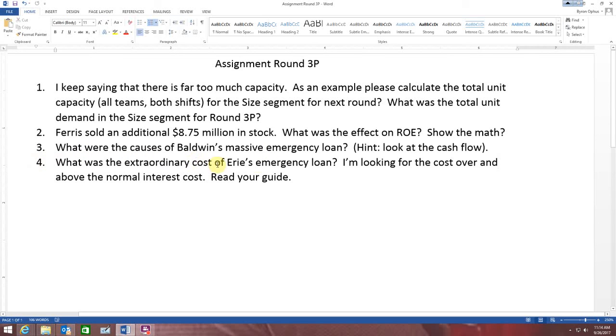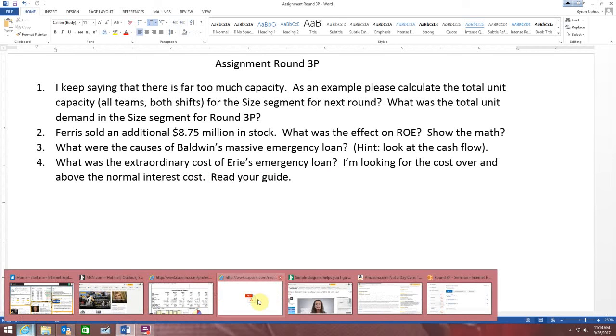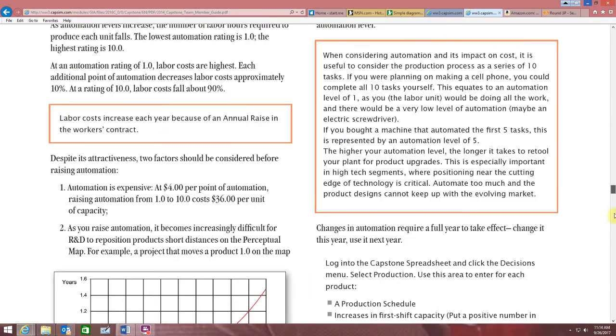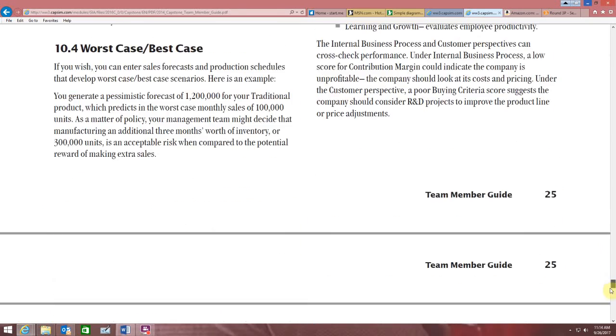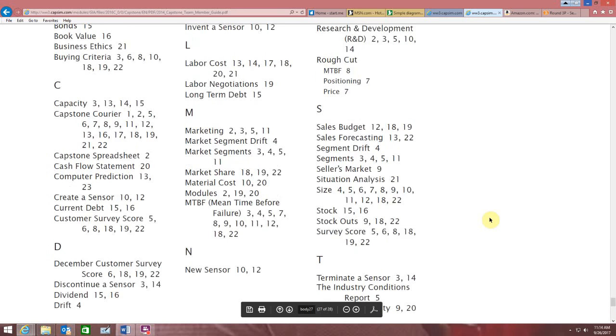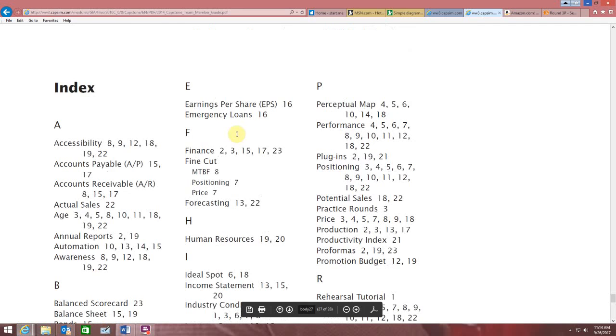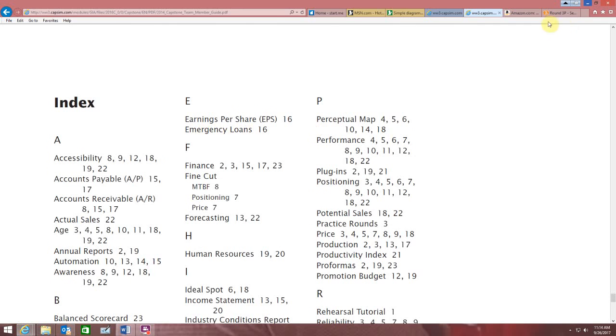What was the extraordinary cost of Erie's emergency loan? By that, I'm looking for the cost over and above the normal interest cost. A hint here is read your guide. I'm not going to help you a heck of a lot more, but if you pull out the guide and come to the index, you've got emergency loans, page 16, and maybe if I go back there, it might tell me what that extraordinary cost was.